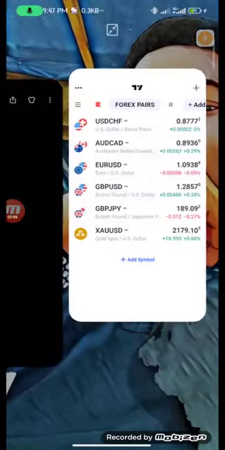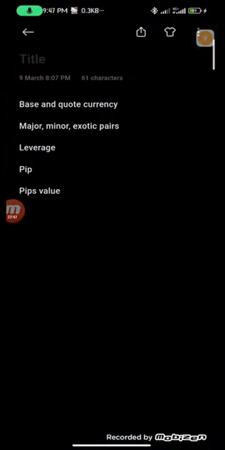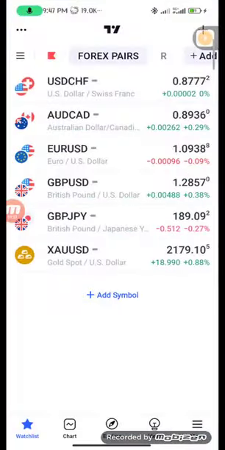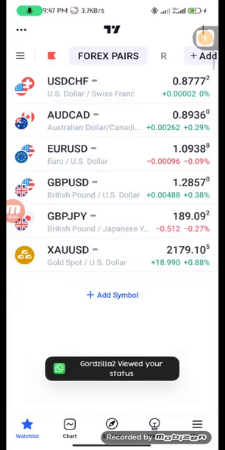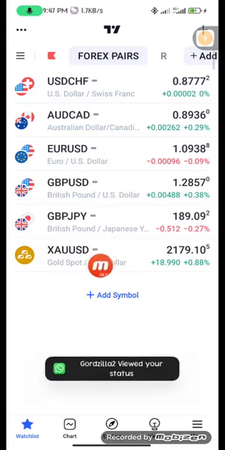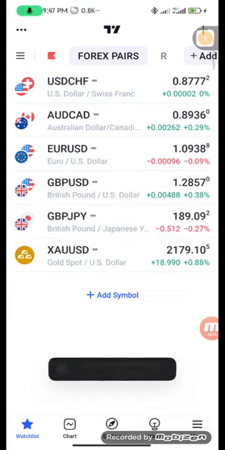So let's proceed. Now proceeding, we have major, minor, and exotic pairs. Currency pairs are actually grouped into three: the major currency pairs, the minor currency pairs, and the exotic pairs. Now, the exotic pairs I don't actually trade them. Okay, before we go into the main thing, let's start from the major currency pairs.